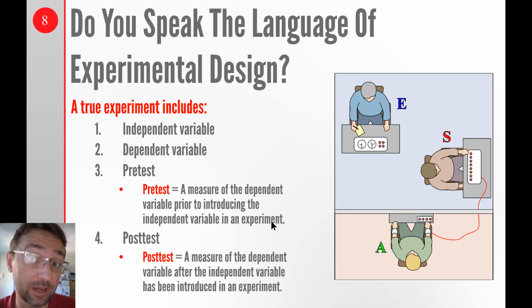The dependent variable is the outcome, the effect, the change that you expect. So in our previous example of being shown spiders and bunny rabbits and getting anxiety, the independent variable is the spider, and the dependent variable is the anxiety.